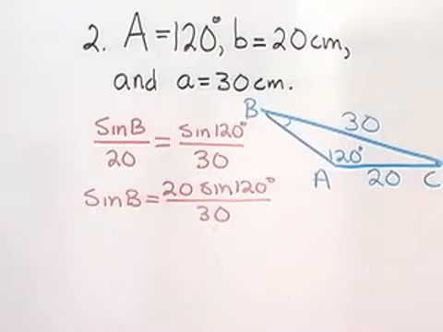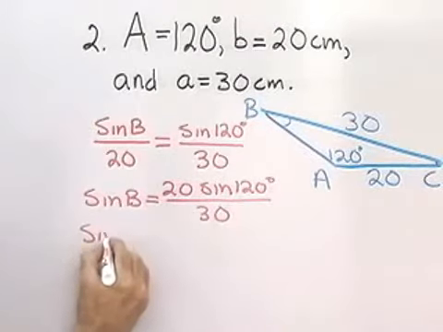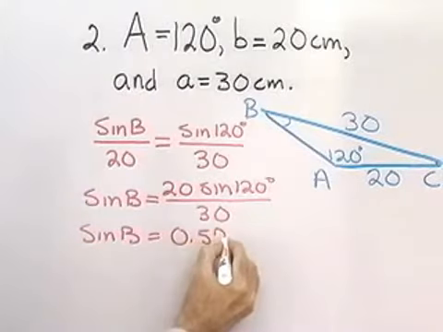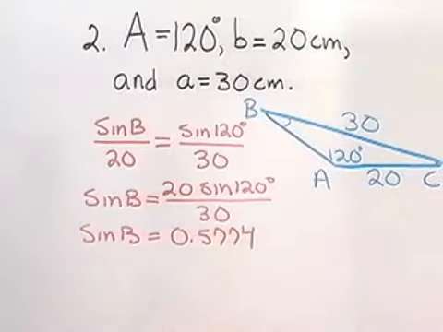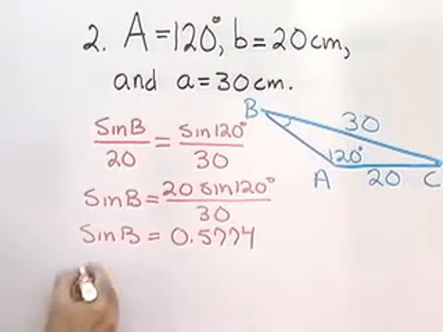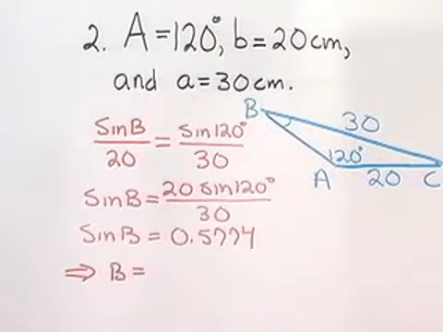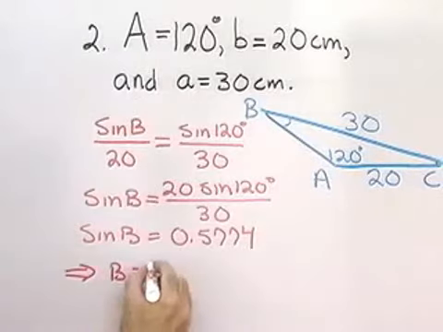Now I work this out on the calculator, and this comes out to be 0.5774. So I have sine B is equal to 0.5774. Use my inverse sine button on my calculator, and this tells me that angle B, and let's see, I'm going to round to the nearest degree right here, angle B is 35 degrees.